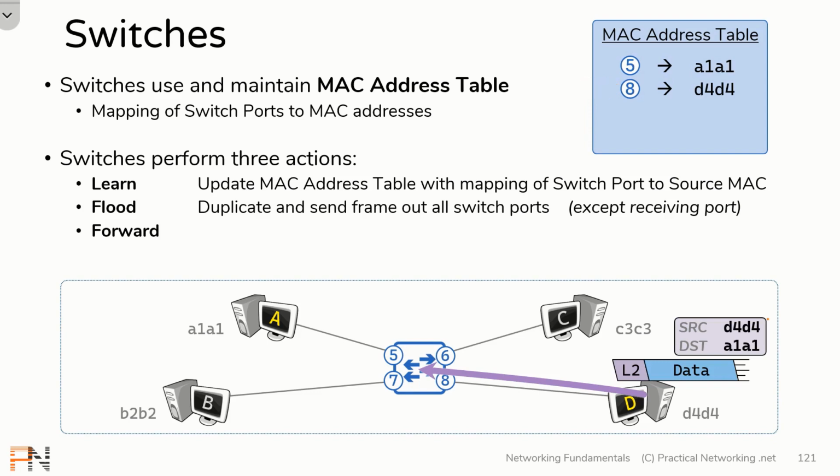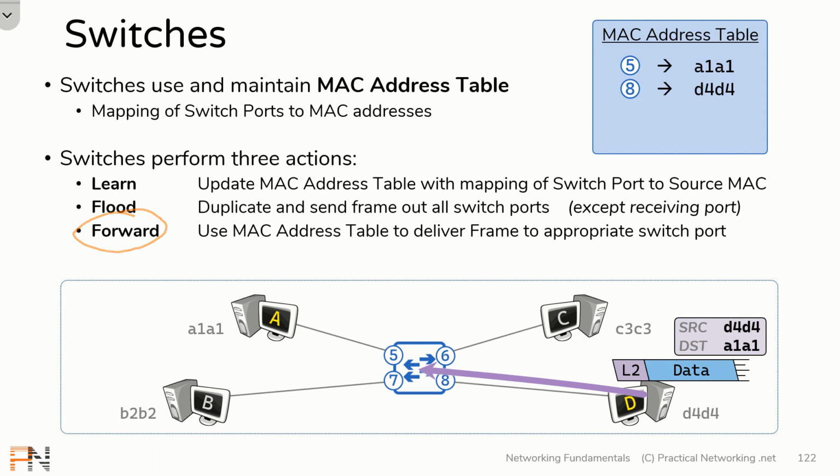Now, the switch is going to try and figure out what it's going to do with this frame. And once again, it's going to look at the destination MAC address A1A1 to determine where to send this frame next. The difference, however, is that now the switch knows how to deliver a frame to A1A1. It knows that A1A1 exists out port 5. This will allow the switch to simply forward that frame out the appropriate switch port. That is the third action of the switch, the forwarding action.